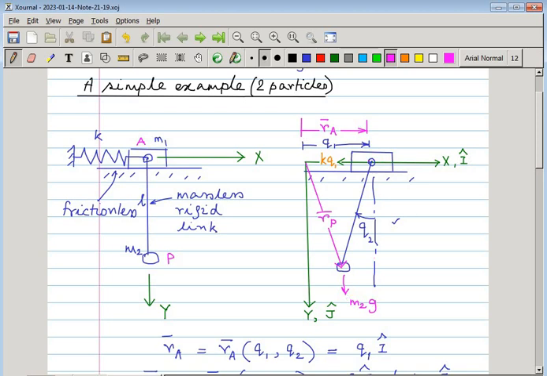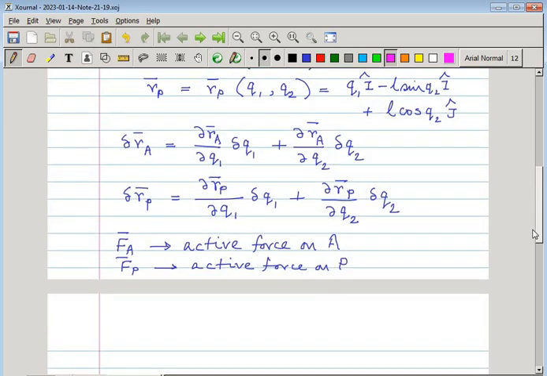Since this block moves in this direction, the weight of this block being perpendicular to it, and the normal reaction that is also perpendicular to it, they cannot do any virtual work due to this movement. So the active forces are the spring force, acting on particle A, and M2 G, acting on particle P.